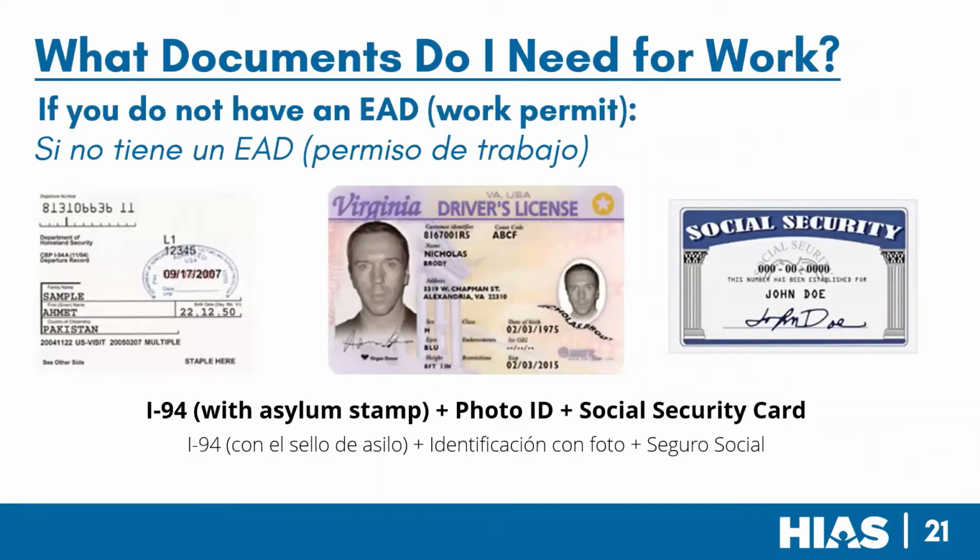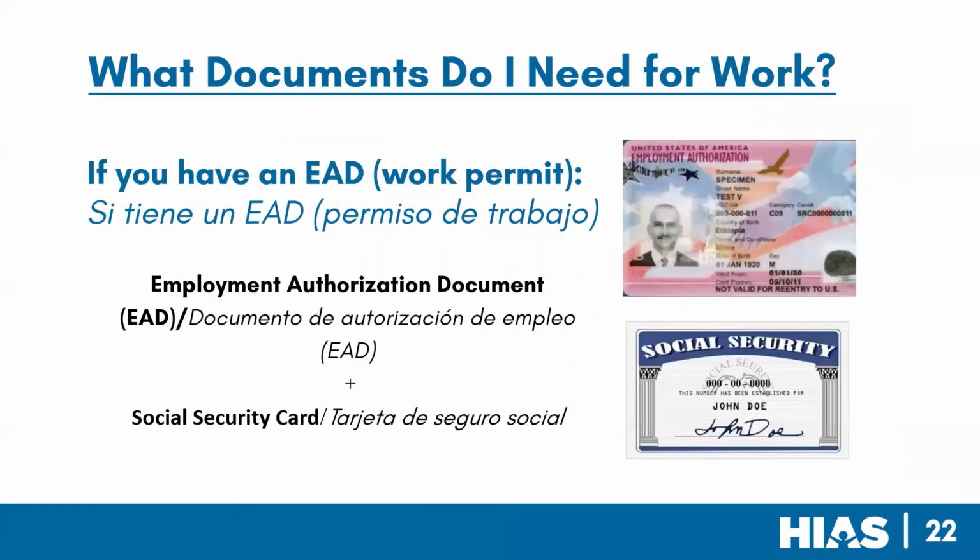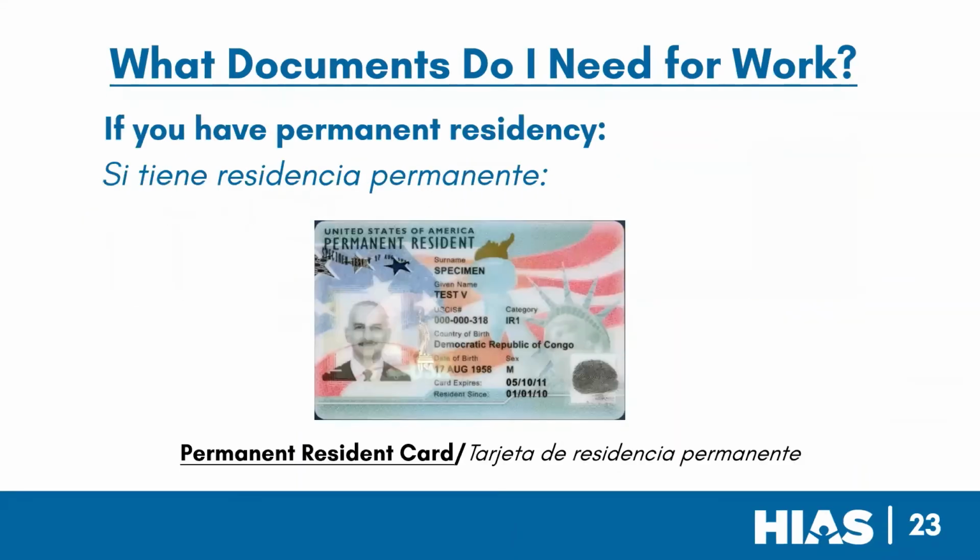So if you do not have an employment authorization document or work permit, you would instead need to show your employer 3 items: a photo ID, your social security card, and your I-94. Now, if you do already have a work permit, you would only have to show your employer 2 items: your work permit and your social security card. And then finally, when you eventually receive permanent residency, you would only need to show 1 document, which is your residency card or green card.